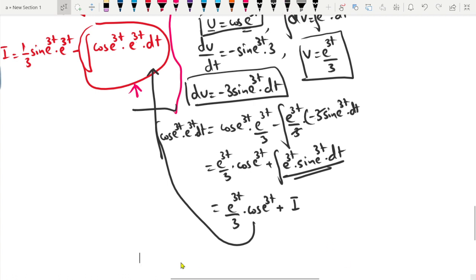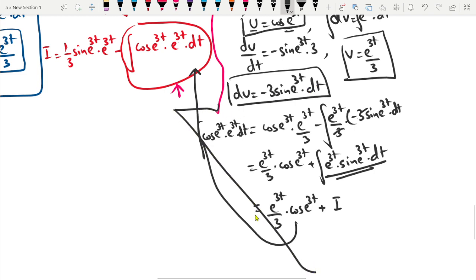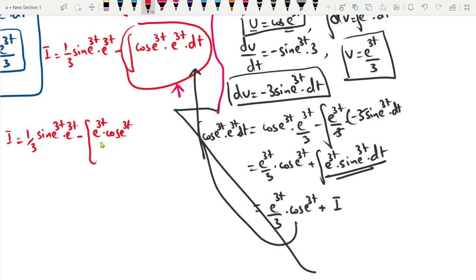So I is equal to 1 divided by 3 sine of e^3t times e^3t minus, putting in the value of this one, e^3t cos of e^3t divided by 3 plus I. So I is equal to 1 divided by 3 e^3t sine of e^3t minus e^3t divided by 3 cos of e^3t minus I.